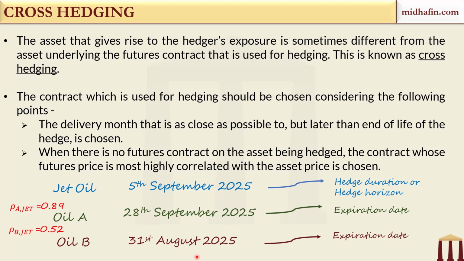What if, Vedant, there comes a scenario where oil A, which has a correlation of 0.89, has a maturity date of 28th of September, but there is another oil B which has a correlation of 0.86, let's say, and it has an expiration date of 4th of September, and it has another expiration date on 4th of August. So it does not have the same expiration date at all. So it can be complicated in that case, right? What will you choose then?